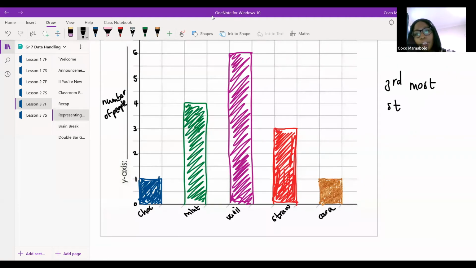It's strawberry. Okay, now I don't have to go and compare numbers. I can just look at my graph and be like, okay, vanilla is definitely first, and mint choc is second, and then strawberry is third. So the third most liked ice cream flavor is strawberry.